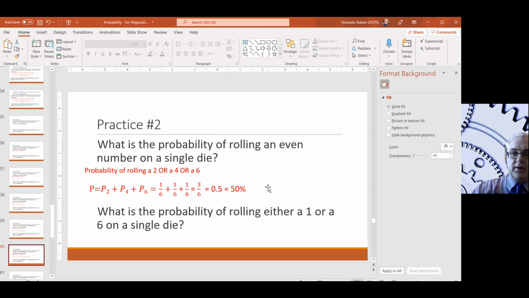So the probability of me rolling an even number on a single dice, and you probably knew the answer to that when I asked it, is 50%, right? But here's how I get there from a math standpoint.